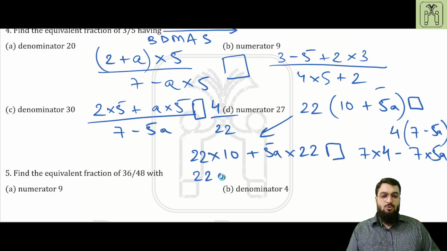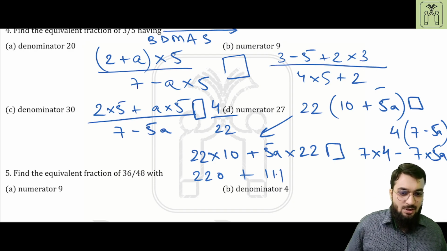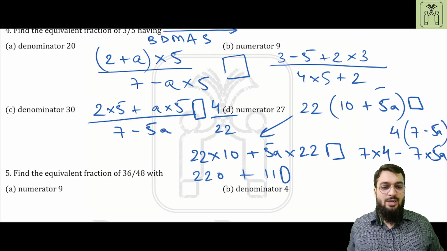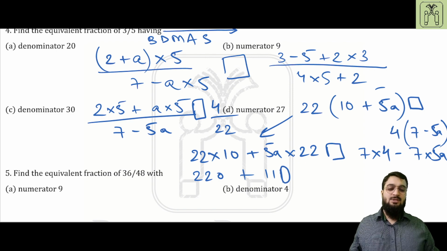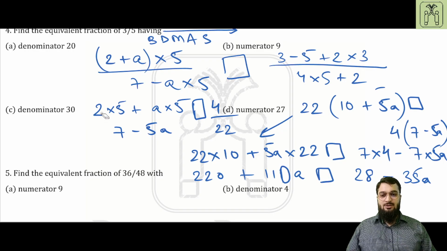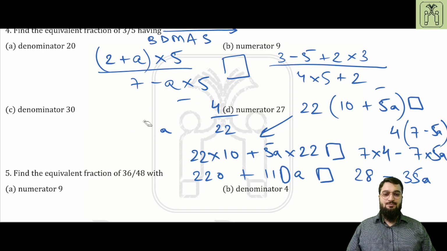This will be 220, and this will be 22 into 5, that will be 110. 220, yes, 110, and that will be A. Box will be there, and that will be 7 into 4, that is 28, and this will be 7 5s are 35A. I'll just write it over here. I hope you have written this down.